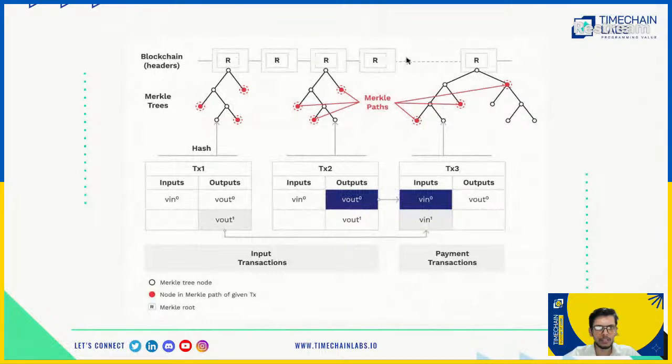This is the chain of blocks on the top. There are the transactions that make up the leaf here. The leaf nodes are the transactions. There is the Merkle path of a transaction. Inside the transaction, there are inputs and outputs.